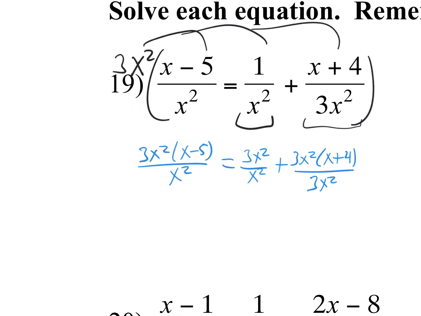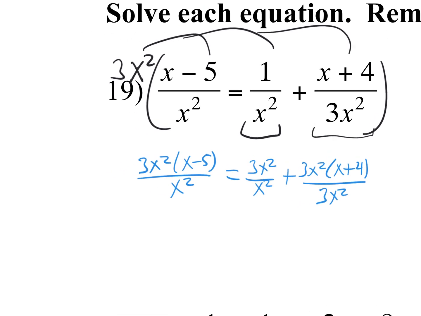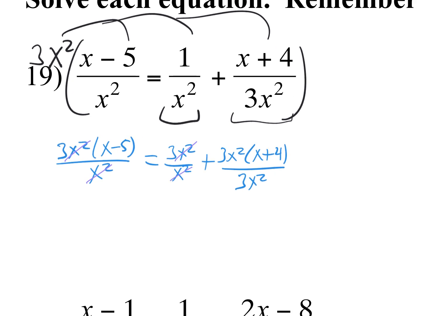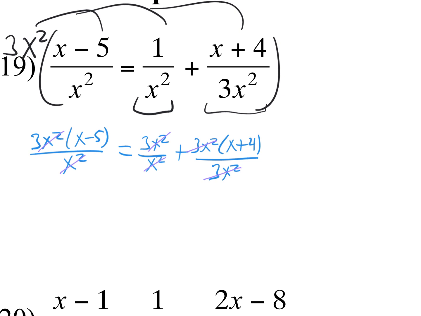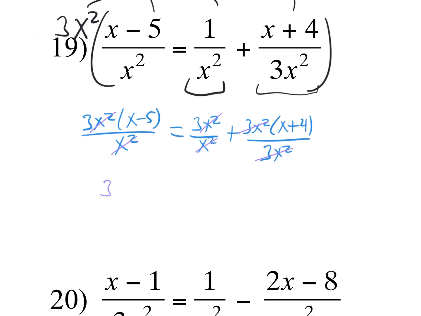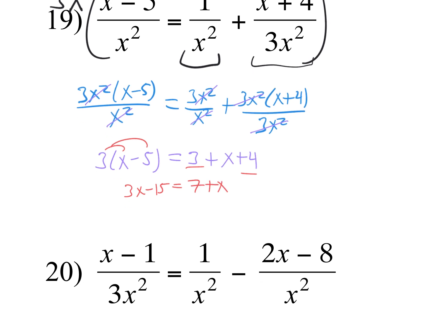All right, and now you want to simplify all these. Remember, the whole point of multiplying by 3x squared is to eliminate the denominator. So x squared and x squared cancel out, x squared and x squared cancel out, 3x squared and 3x squared cancel out. So you're just left with 3 times x minus 5 equals 3 plus x plus 4. And now we just solve as normal. Distribute this 3, combine the like terms, we get 3x minus 15 equals 7 plus x.